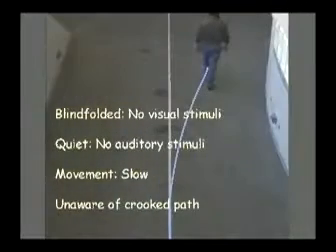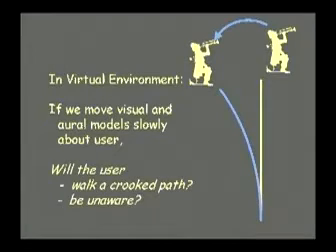A blindfolded subject, when instructed to walk in a straight line, may actually walk in an arc. Humans rely on visual, vestibular, and auditory cues to orient themselves. We are exploring what happens if a virtual environment user is presented with a virtual scene that slowly rotates about them. Will they notice this rotation?